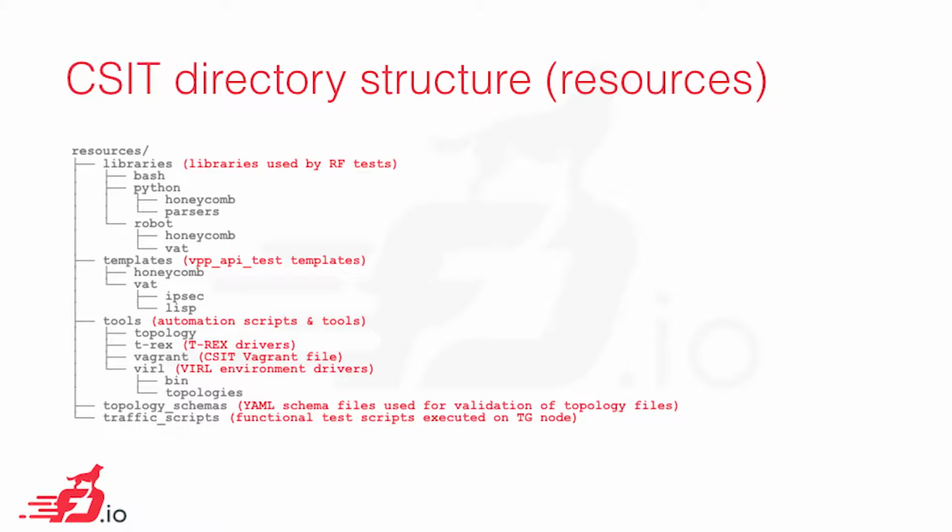And the bash, I don't know what the bash is. There is one script that is doing the VPP restart on the node, from what I remember. Templates. Currently, two directories, honeycomb and VPP API test. These are the files used for configuring the VPP instances.